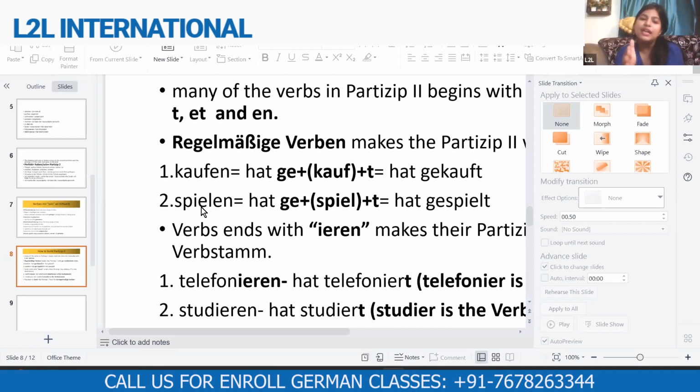So verbstamm में either we need to add t या et. Yeah, so depend करता है कि कब t और कब et. Maximum cases में t लगता है. For example, let's do it. Kaufen, तो hat gekauft. So we added ge, we kept kauf and we added t. So बना क्या? Hat gekauft. Spielen का we made hat gespielt.